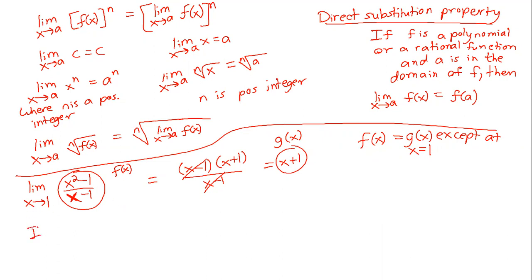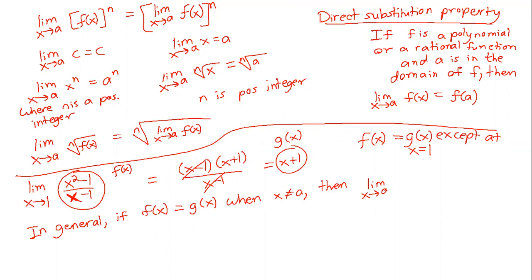So in general, if f of x is equal to g of x when x does not equal a, then the limit as x goes to a of f of x equals the limit as x goes to a of g of x.